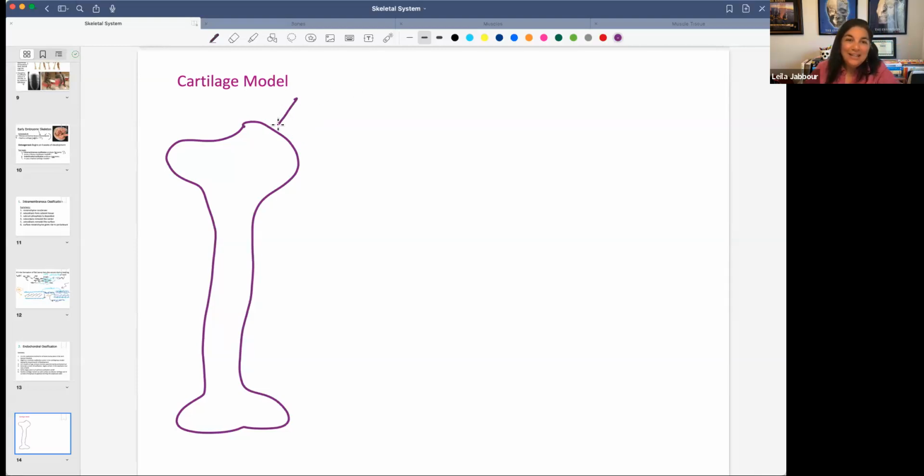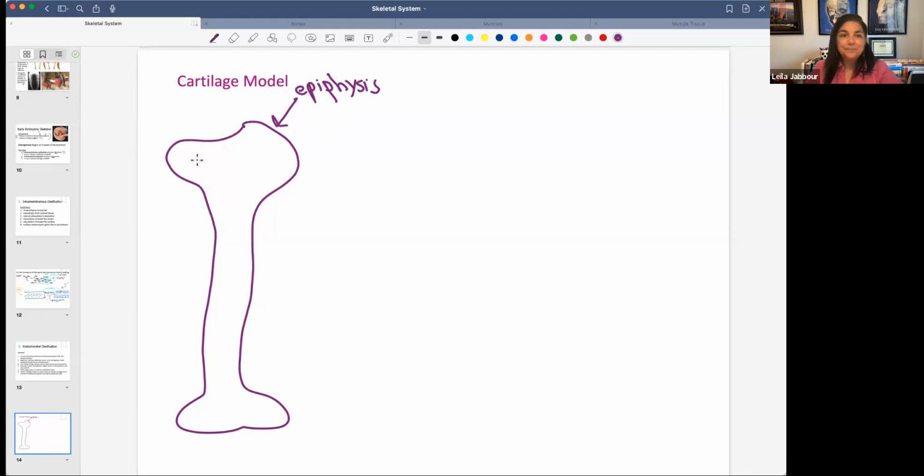So the ends of long bones are called epiphysis. There's a little delay between my pen and the writing, and it's kind of annoying.